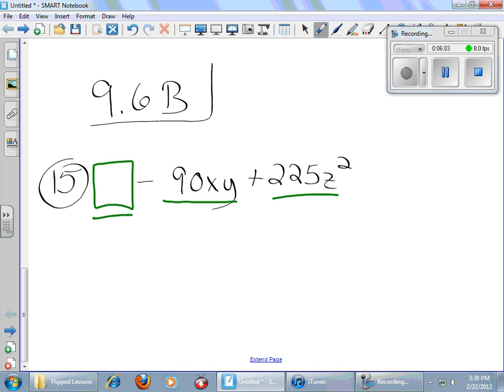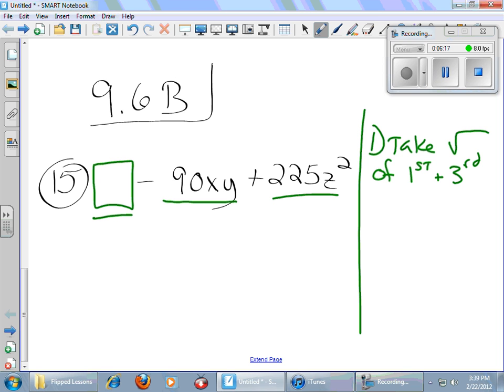All right, well, I'm going to work backwards. Normally, I would take square roots. I'm going to write the steps over here, but I'm going to do them backwards. So first I would take square roots of the first and third terms. The second step would be to multiply the square roots. The third step would be to double the product from step 2.